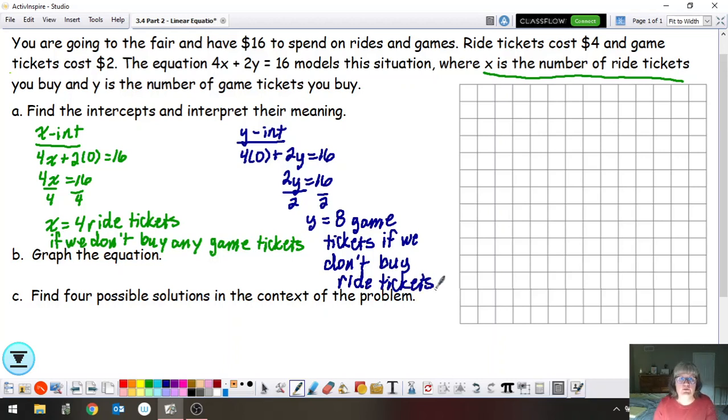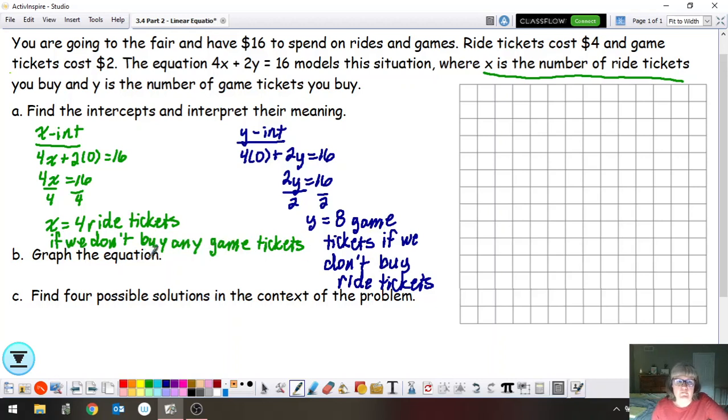So when you're asked to interpret the meaning, this is what we're saying. We're giving a reason why we have 4 ride tickets. We have 4 ride tickets because we aren't buying any game tickets, or we have 8 game tickets because we aren't buying any ride tickets.